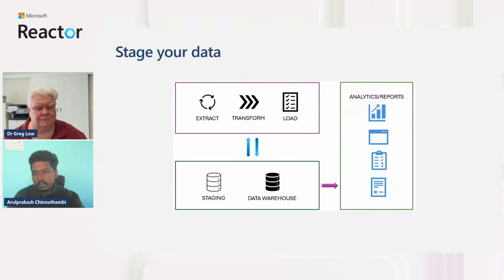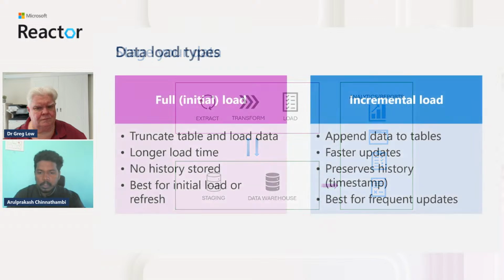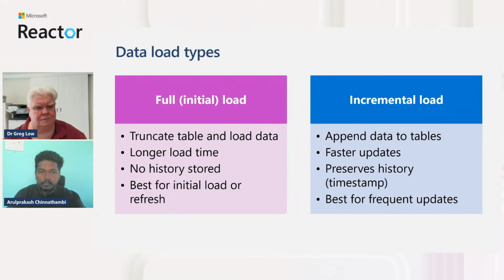So staging serves as an abstraction layer, simplifying and facilitating the load operation to the final tables in the data warehouse. It also provides a buffer that can help to minimize the impact of the load operation on the performance of the data warehouse. This is important in an environment where the data warehouse needs to remain operational and responsive during the data loading processes. So when it comes to data load types, we have two types. One is the full initial load and the other is the incremental load.